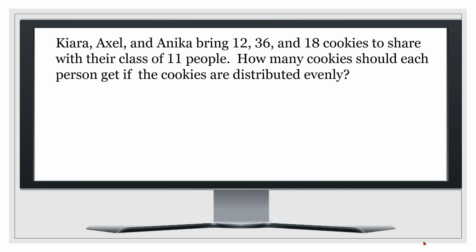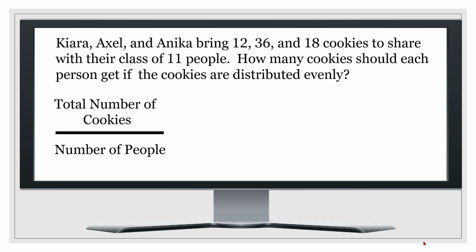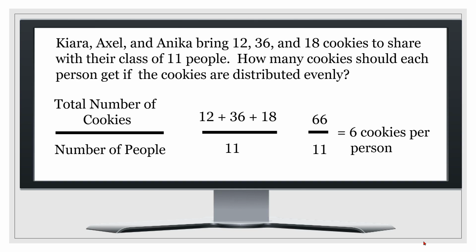Well, let's see. So recall that before we had the total number of cookies divided by the total number of people. So on the top, I'm going to add together all the cookies. So I have 12 plus 36 plus 18 cookies, and I'm going to divide that amongst 11 people. The total number of cookies on top is 66. And when I take 66 divided by 11, I end up with 6 cookies per person. And that's how you distribute the cookies most evenly.